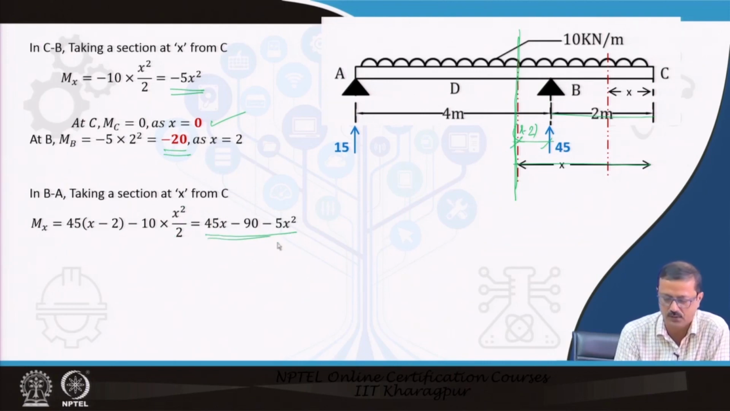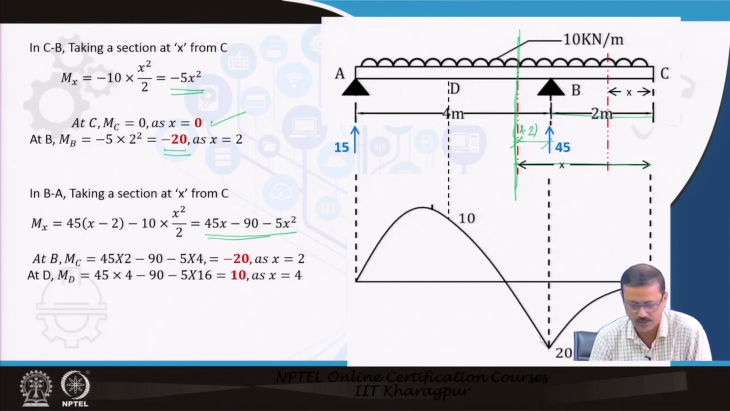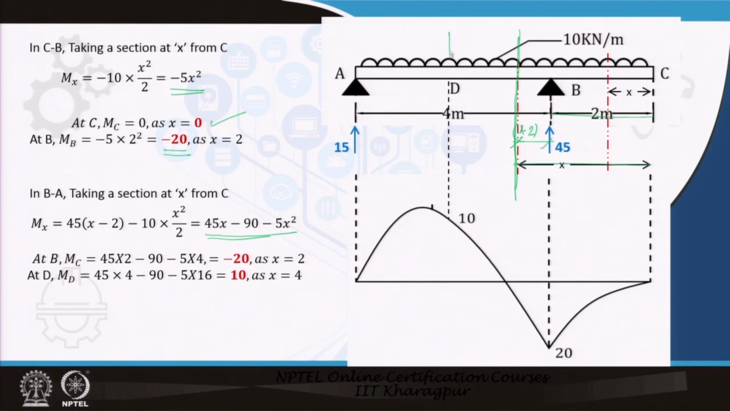If you open it up, you will get the total expression, and now you can find the values. The moment at C again comes back to 20 if you put x equal to 2. If you put x equal to 4, which means at the midspan at D, you will get positive 10. This is positive. Remember, this is negative. So this is the negative diagram, this is the positive diagram.